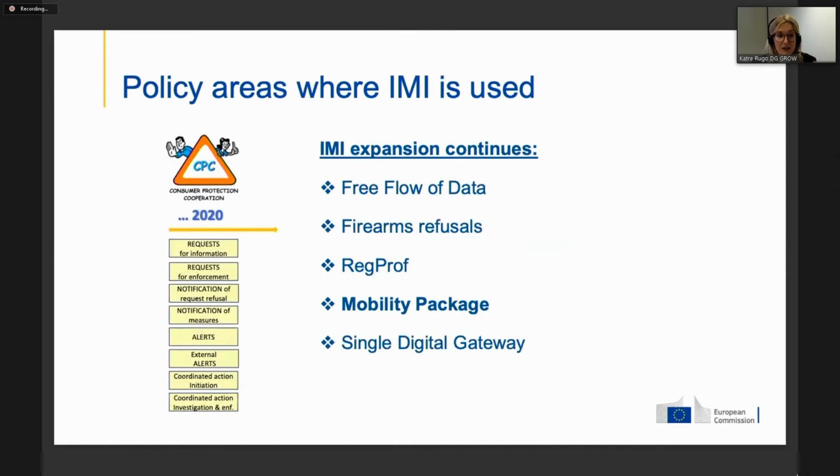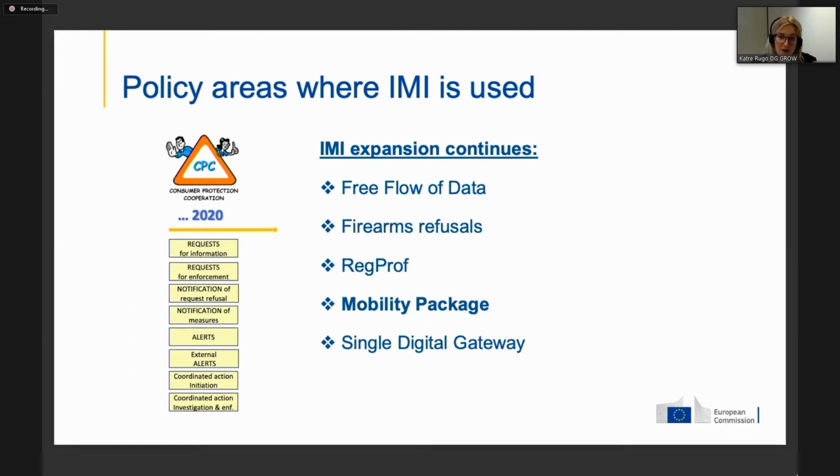And the last new area was added in IMI in January 2020, and that is the Consumer Protection Cooperation. Under the new regulation here, IMI helps to facilitate the cooperation of consumer protection authorities in cross-border cases. And IMI expansion is, of course, continuing.